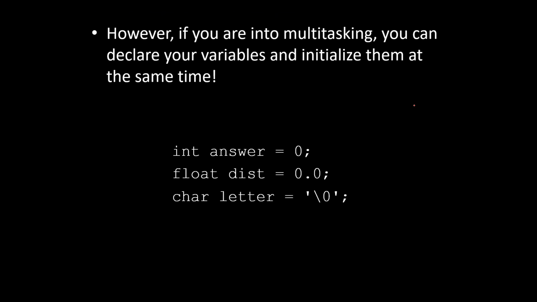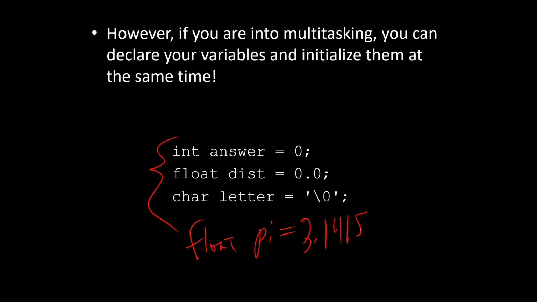But it's probably just good practice. When you initialize them, just go ahead and initialize them to something 0-ish, unless you know exactly what you want. Because sometimes you get something like pi that you want initialized to something very specific.